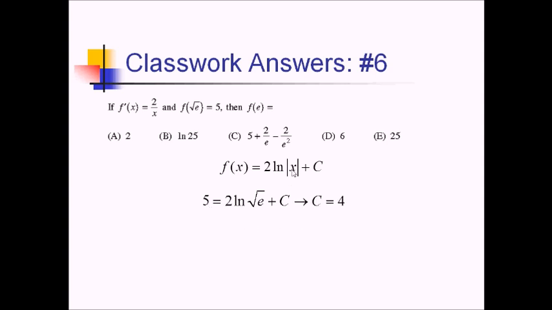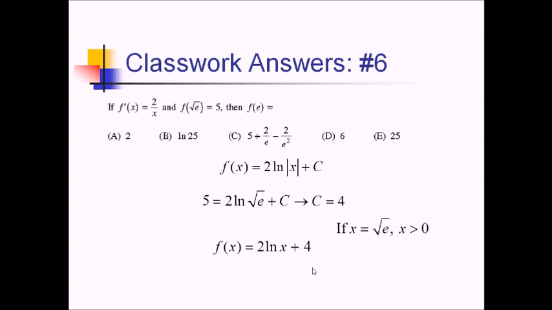And now I have to resolve this absolute value before I plug 4 back in for the c value. So if we have an x value of radical e, that means the stuff inside here, x, is going to come out positive, which means we can just drop the absolute value symbol and replace it with a parentheses, if anything. So we can write this now as f of x equals 2 ln of x plus 4.